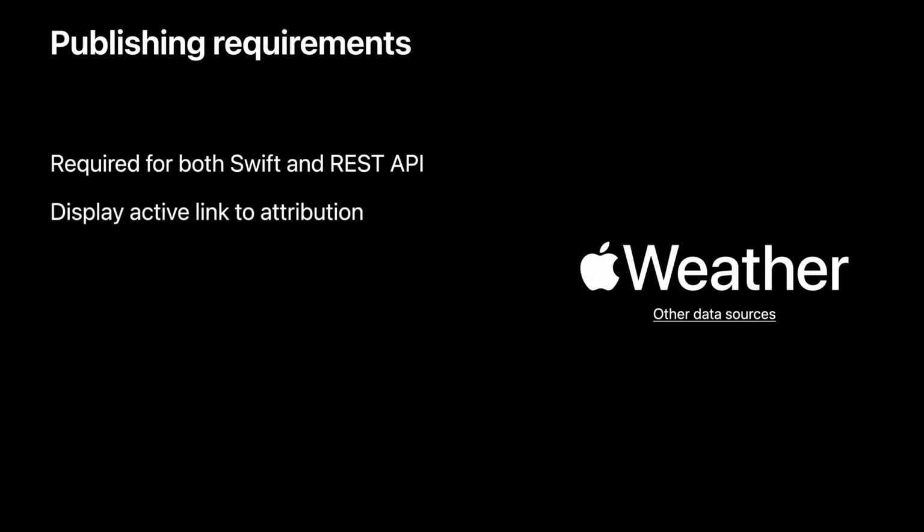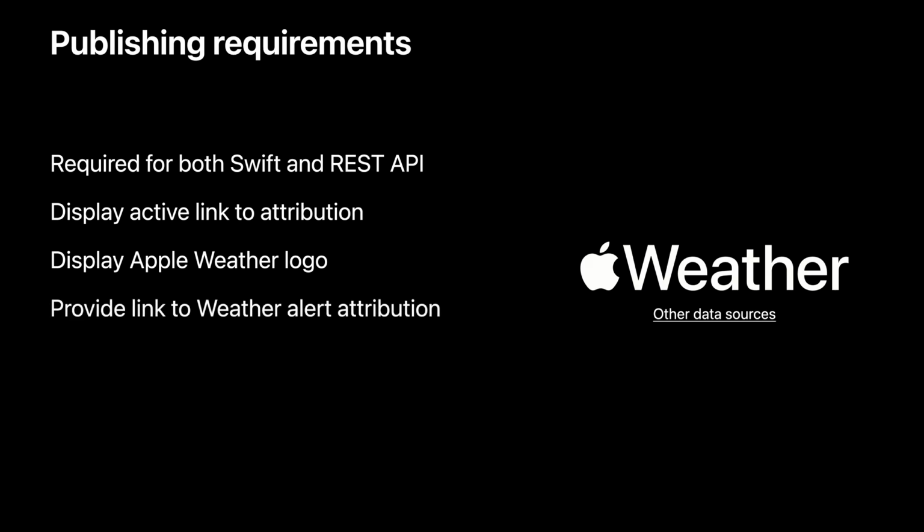The first requirement is attribution. As you saw in my demo, you'll get a link from our attribution API, which you'll need to display in your native or web app. The second requirement is an attribution logo. The WeatherKit API makes this easy and convenient by providing the image assets you need to display in your app. And finally, if you'll be displaying weather alerts, you'll also need to link to an event page provided in the response. So that's how easy it is to prepare your app for publication on the App Store or the web.